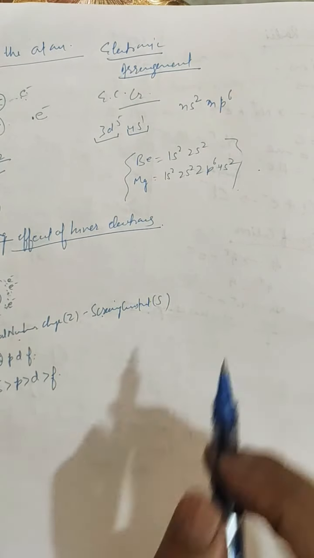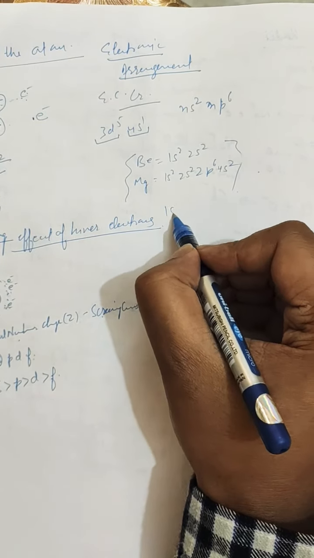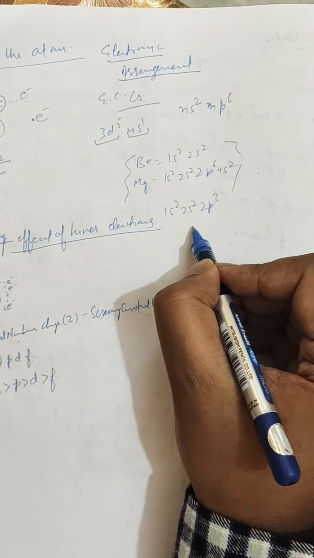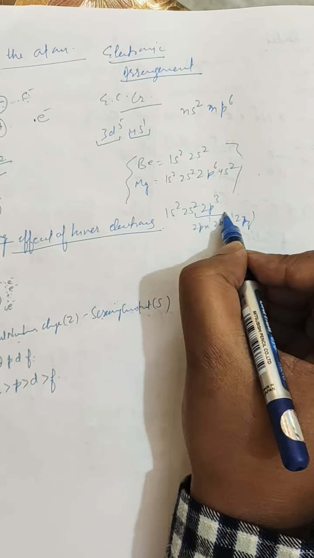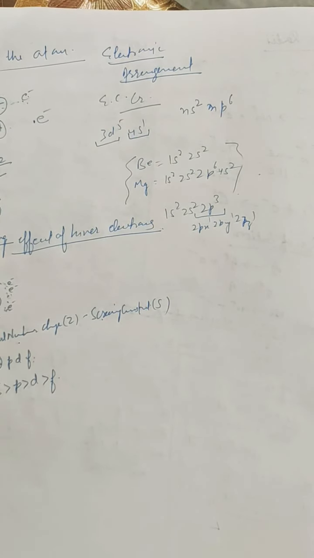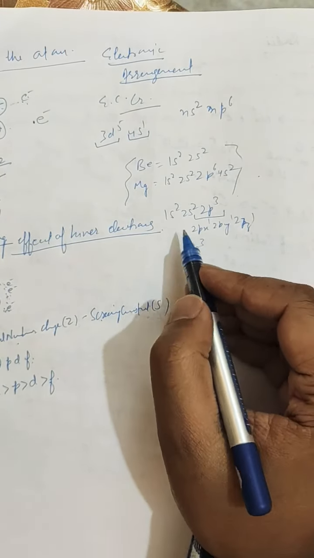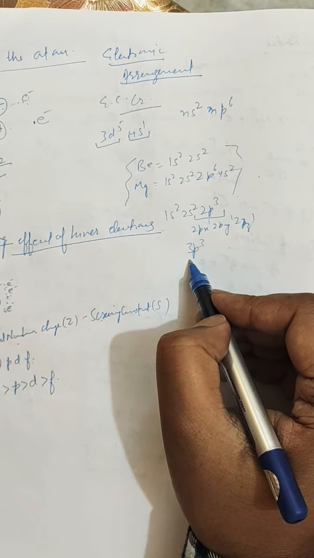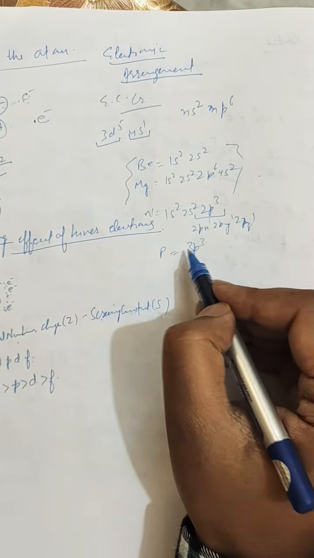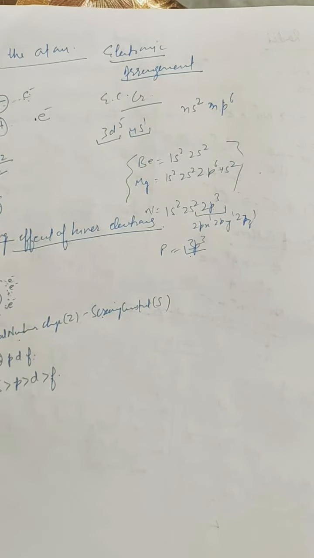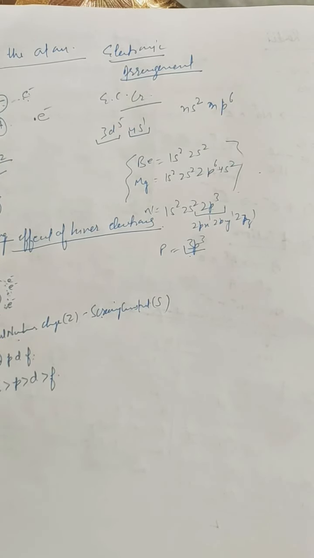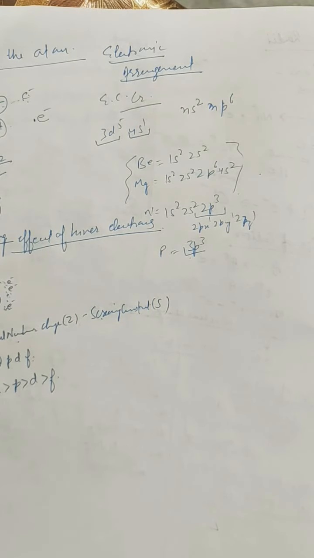Similarly, an element like nitrogen has electronic configuration 1s2, 2s2, 2p3, or we may write 2px1, 2py1 and 2pz1. So these are exactly half-filled. Similarly, phosphorus also has the outermost electronic configuration 1s2, 2s2, 2p6, 3s2 and 3p3. This is for phosphorus, and this is for nitrogen. All these have exactly half-filled subshells which are stable. Hence they need large energy to remove the electron. Their ionization enthalpies are high. Thus the more stable the electronic configuration, the greater is the ionization enthalpy.